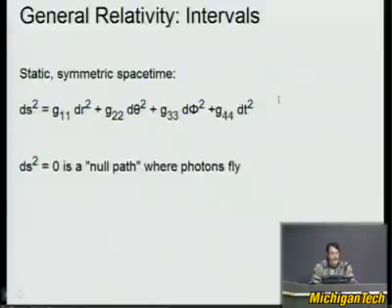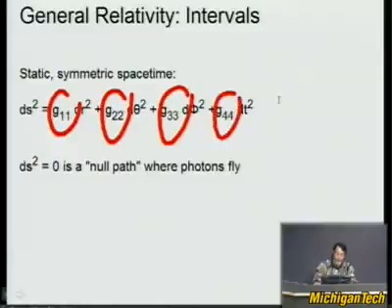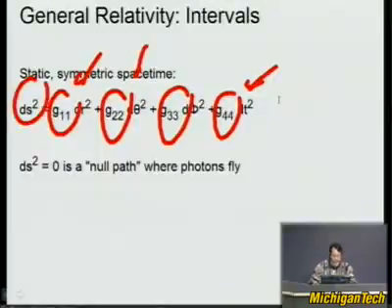So in general relativity there are strange intervals. These things tell you how space-time curves. And these are intervals in time and space and angle. And this is sort of a sum of them all.